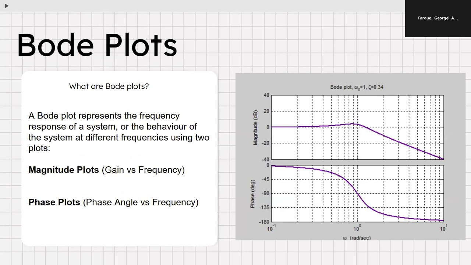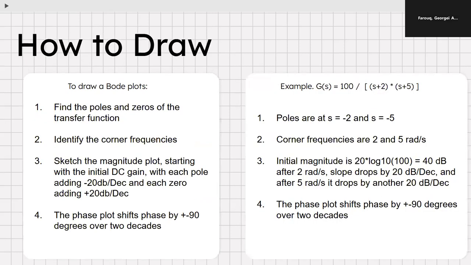So starting with Bode plots, they represent the frequency response of a system, or the behavior of the system at different frequencies, using two different plots: a magnitude plot, which plots the gain versus the frequency, and a phase plot, which plots the phase angle versus the frequency.